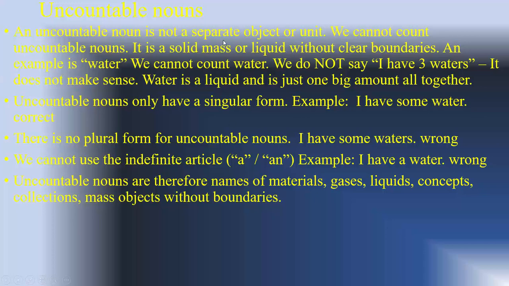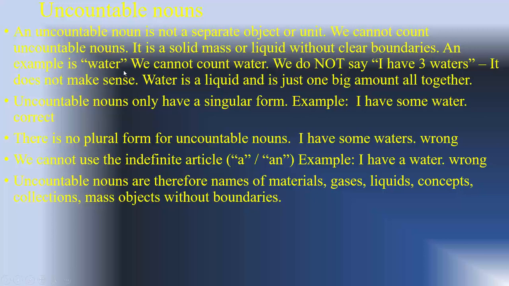An uncountable noun is not a separate object or unit. We cannot count uncountable nouns. We can't see pieces or units of sugar, for example, although there are grains of sugar, but not the sugar itself as a whole. So we can't say one sugar, two sugar, three sugar, and so on. It's a solid mass or liquid without clear boundaries.